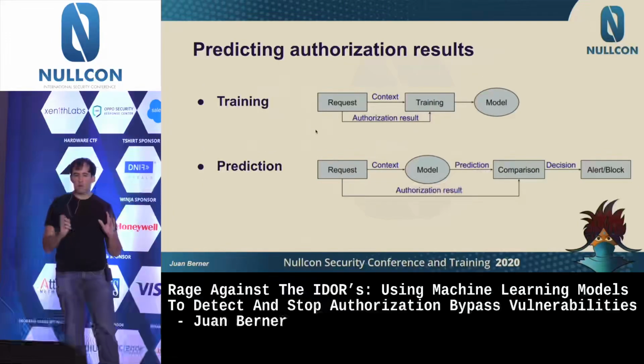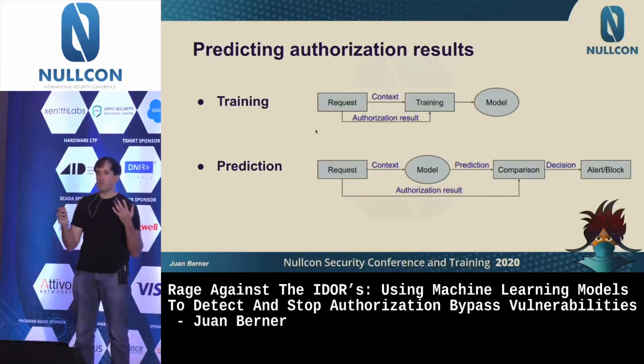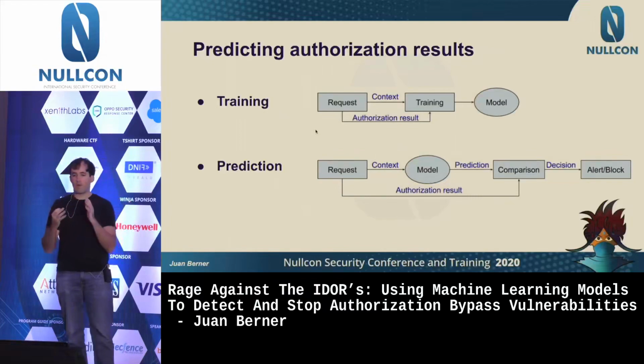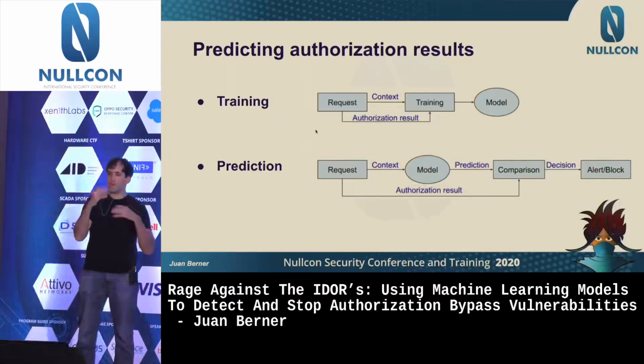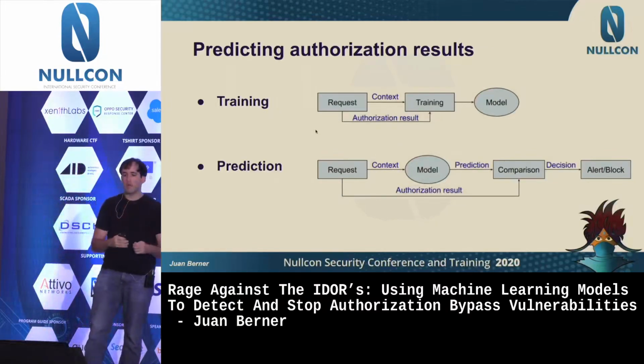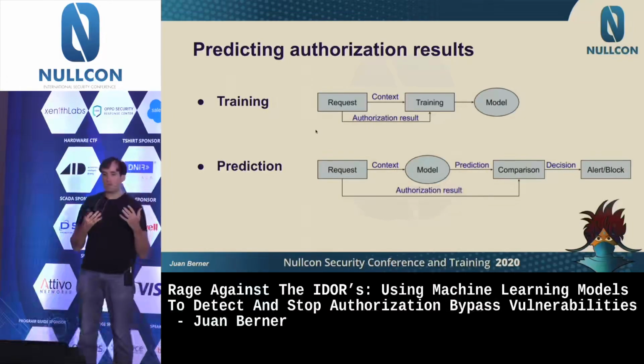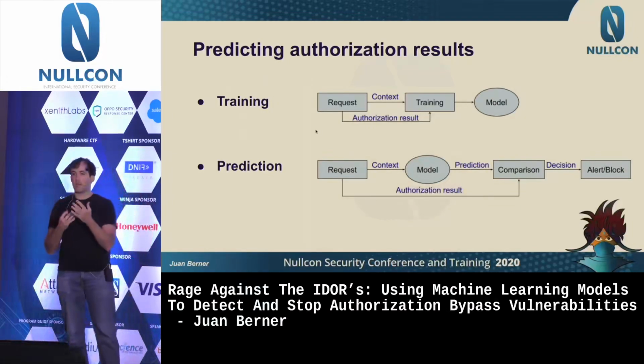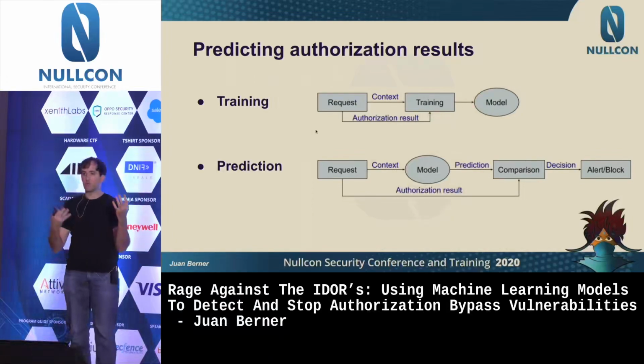So to make it a bit more visual, when we're dealing here with machine learning models, you would want to have some kind of a series of requests which will happen. You will get the data from those requests, and then you will provide this to the model and you will train it based on the context of the request and the authorization result.